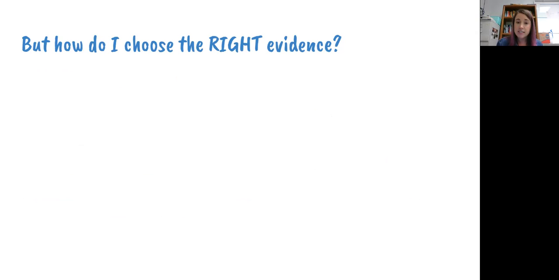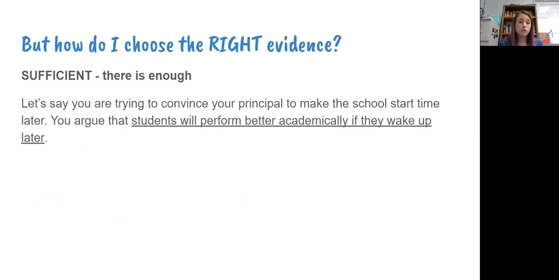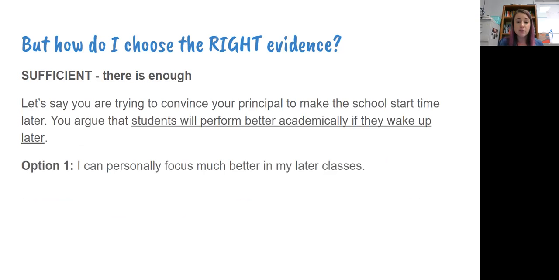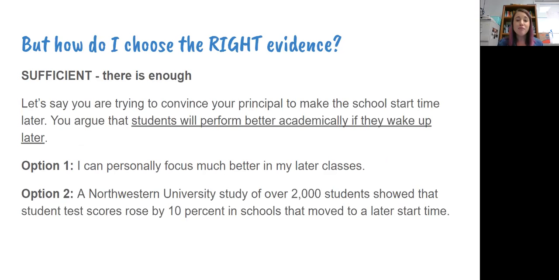One of the other things you need to consider when choosing evidence is, is it sufficient? So is there enough of it? So using this argument, students will perform better academically if they wake up later. Even in Chesterfield, they've discussed this issue because they had an earlier school start time. So option one, I can personally focus much better in my later classes. Well, that's great, and that may be true for you, but you are one of many. So a better, more sufficient option would be to look for statistics.